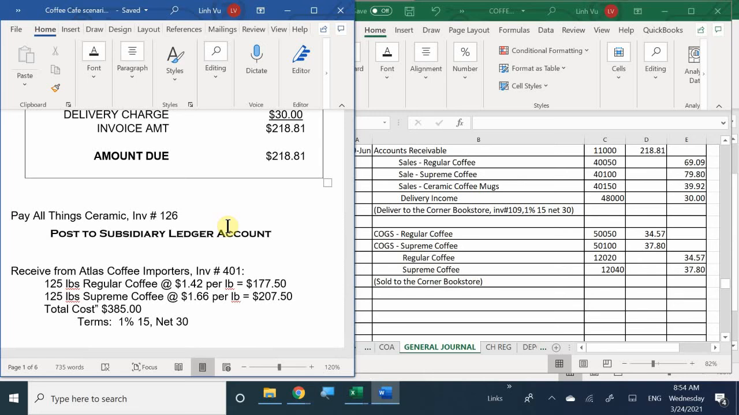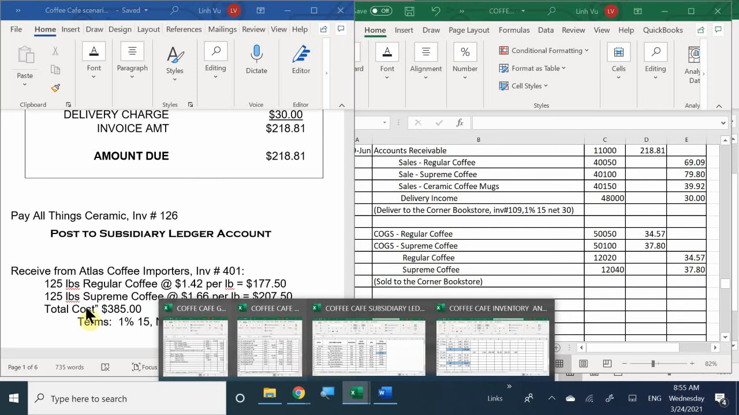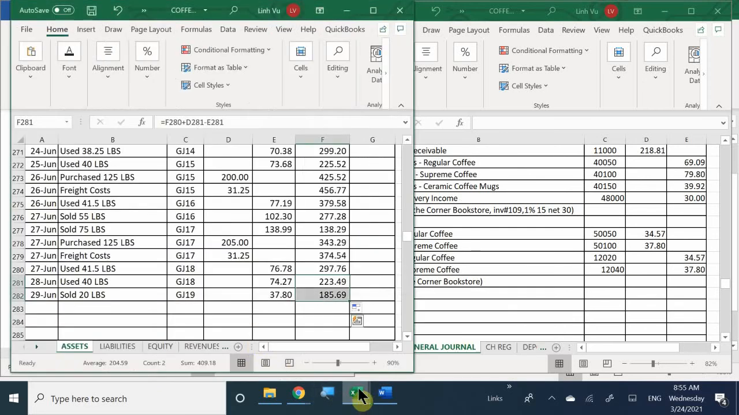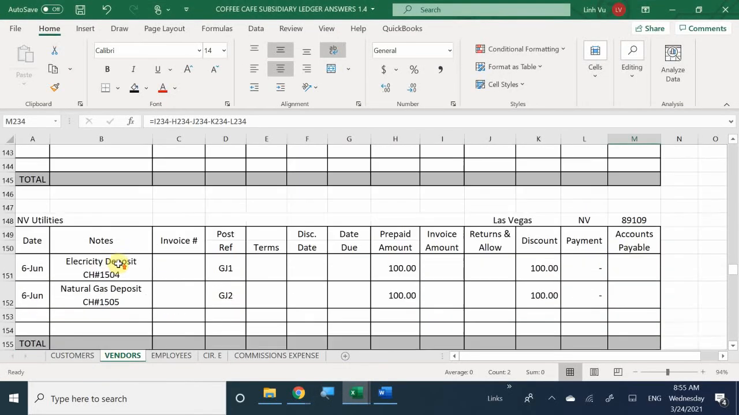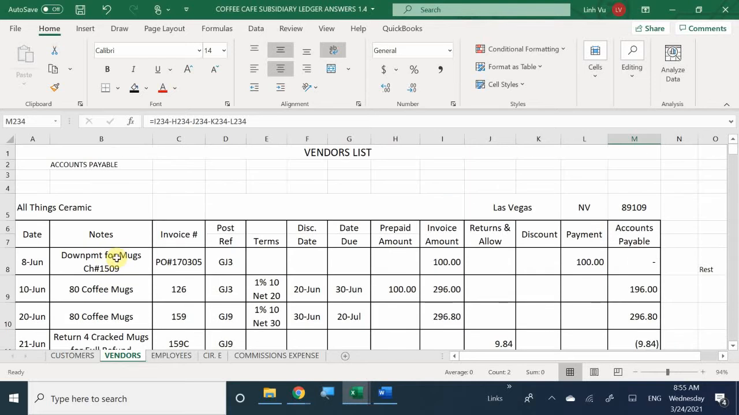We'll make a payment on invoice 126. We're making a payment on invoice number 126. Okay? So how are we going to check out the invoice 126? Subsidiary ledger. Yes, we're going to go to subsidiary ledger. Okay. Wrong one. Subsidiary ledger. We're going to go to vendors, All Things Ceramics. Okay.